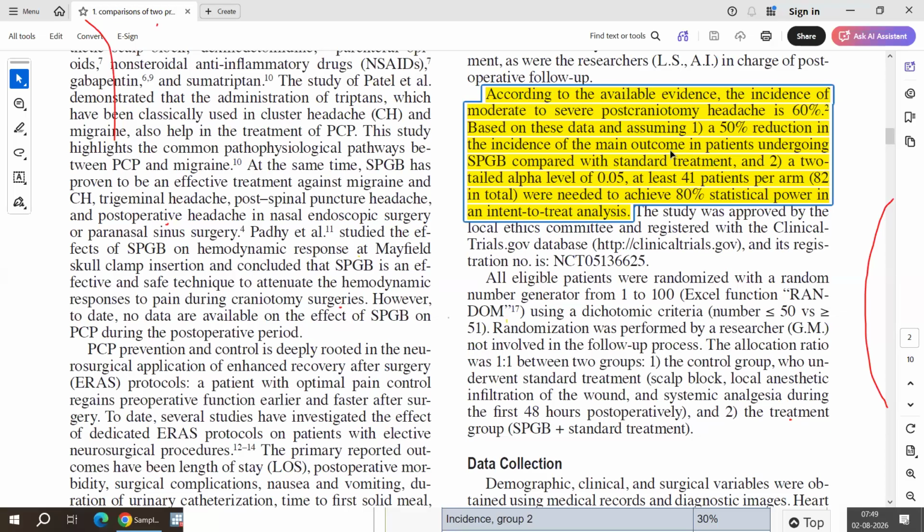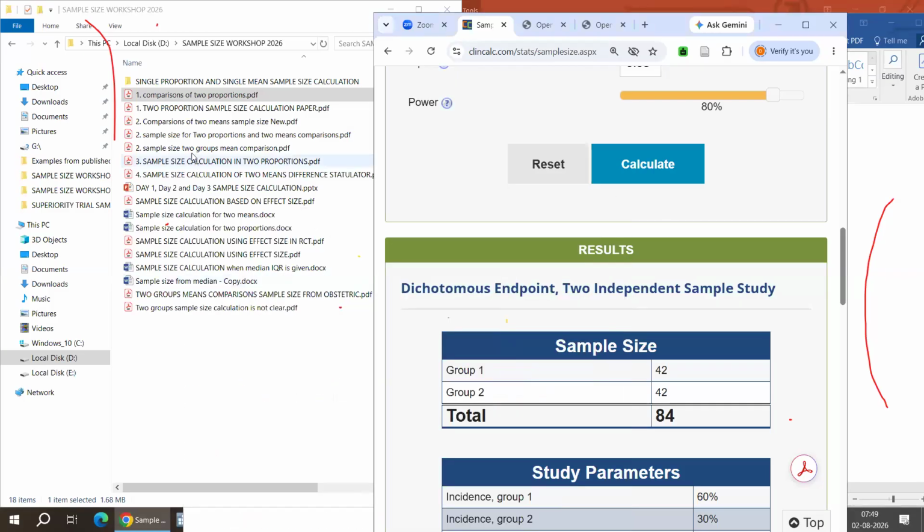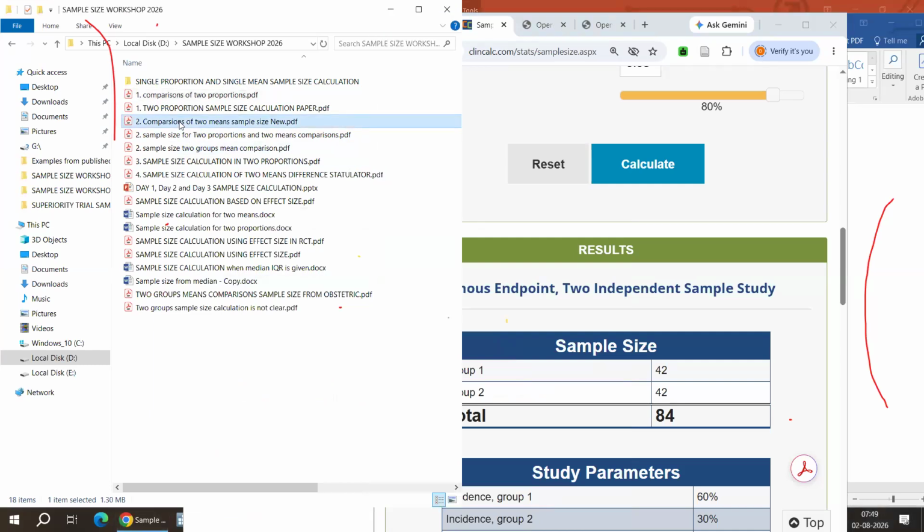Now I will show you with one paper how to calculate sample size for comparison of means. This is comparison of mean sample size.